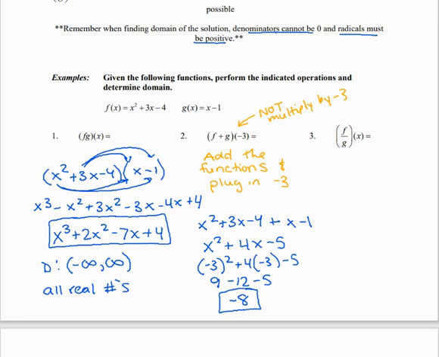Okay, what I want you to try is number 3. So we're dividing. See if you can simplify once you have that fraction set up, and then because it is a fraction, you do have to watch for domain. So try that one on your own.